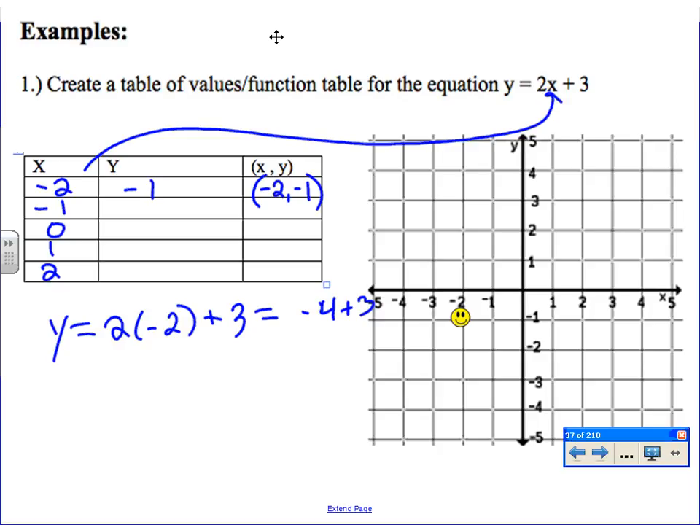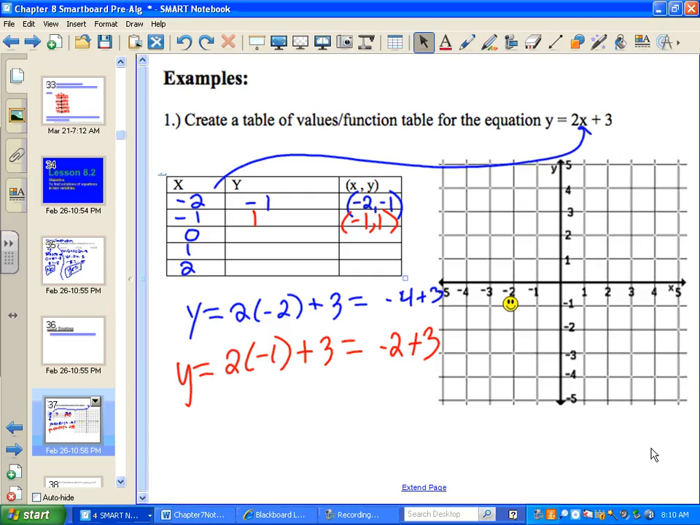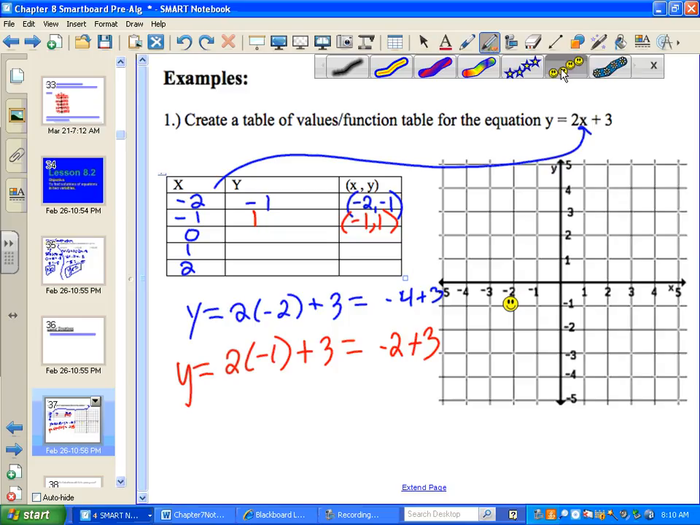So let's go to the second one. I'll write this one out too, then the other ones we'll do mentally. So y equals 2 times -1 plus 3. Order of operations tells you to multiply first and then add. So Josh, what's -2 plus 3? Good. So then make sure you write it as an ordered pair: (-1, 1). Kevin, can you tell us where that goes? Good.